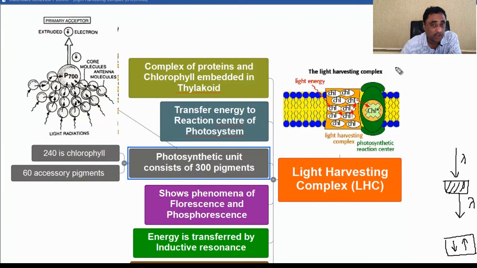Now the next question is, how is energy transferred? Energy is transferred by a process called inductive resonance. Have a look at this diagram. These are the accessory pigments, or the molecules present in the antenna molecule. These molecules are in very close association. They vibrate, and during the process of vibration, they transmit energy. This is what we call inductive resonance. So the energy is always transferred by a process called inductive resonance. Please mind it. Chlorophyll shows the phenomena of fluorescence and phosphorescence, but the process by which energy is transferred is inductive resonance.